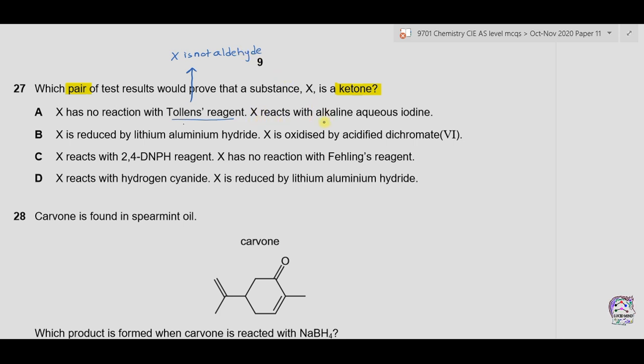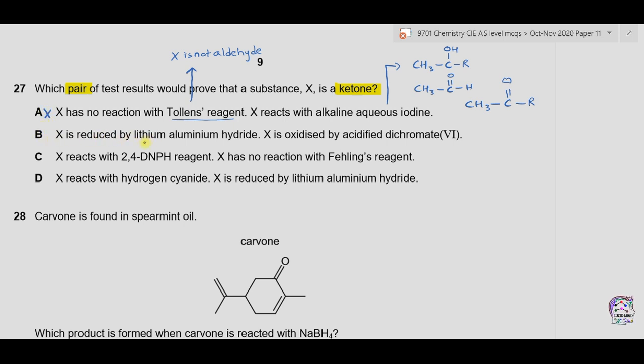The second reaction is X reacts with alkaline aqueous iodine. Now alkaline aqueous iodine can give a positive result with a secondary alcohol having a methyl functional group. It can also give a positive result with an aldehyde having CH3 directly attached with the carbonyl carbon. It can also give a positive result with a ketone having a CH3 group attached with the carbonyl carbon. So A cannot prove that X is a ketone.